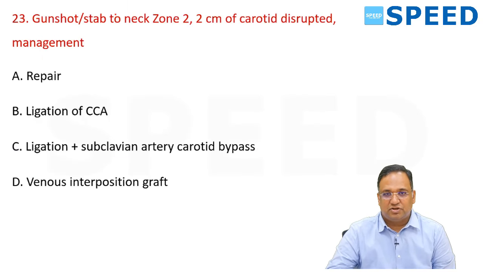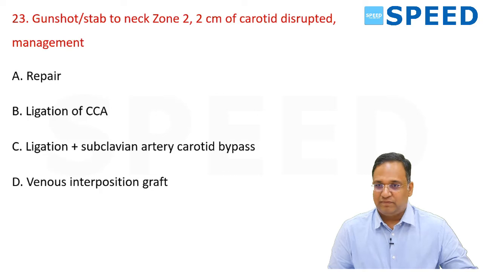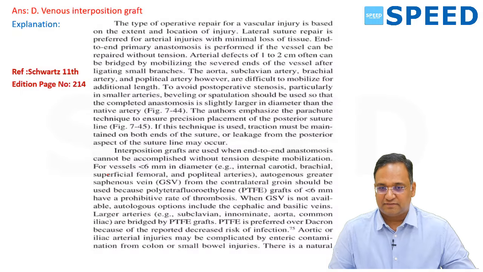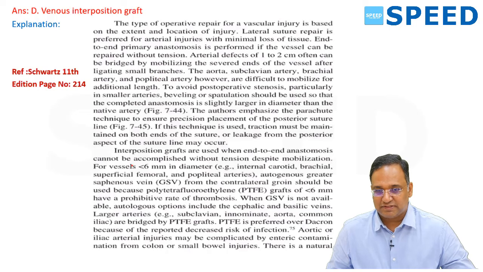Gunshot/stab neck injury, zone 2, 2 centimeter carotid disrupted, management. So, when the carotid is disrupted, you have to reconstruct it. So, either you can't do a ligation or you can't do a repair. So, you have to do what you need to do? Venous interposition graft. And the arterial defects of 1 or 2 centimeter often can be bridged by mobilizing the severed ends of the vessel after ligating the small branches. And the venous interposition graft is needed when end-to-end anastomosis cannot be accomplished without tension despite mobilization.